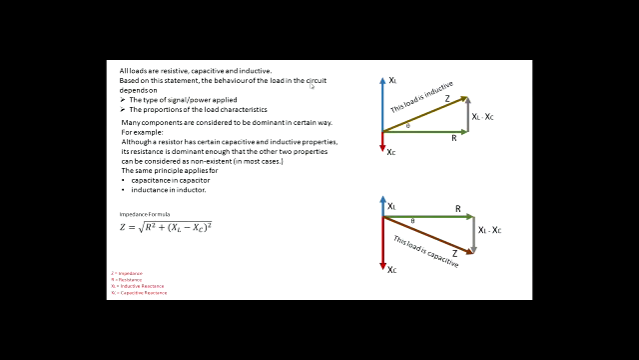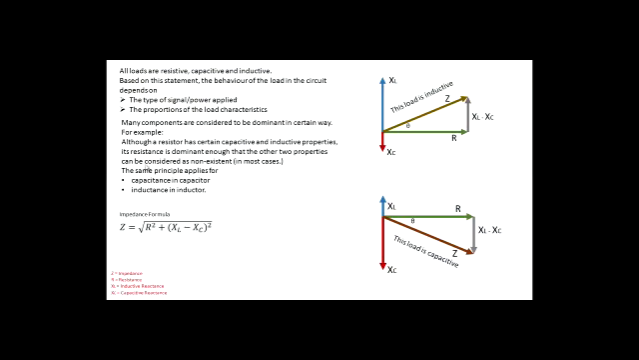Okay, I'm going to repeat that. Although a resistor has certain capacitive and inductive properties, its resistance is dominant enough that the other two properties can be considered as non-existent. And I just put that in most cases, right? Because there are some extreme cases where some of these things come into play.